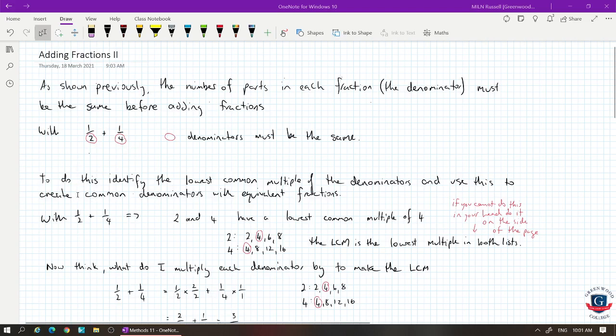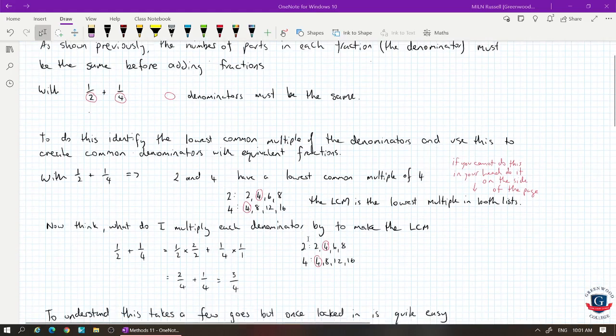Now, to add them, we need to identify the lowest common multiple of the denominators and use this to create common denominators with equivalent fractions, which is what we did, and that's the formal statement of it. So if we had a half and a quarter, the first step would be to find the lowest common multiple. Here I've listed the multiples, 2, 4, 6, 8, and then multiples for 4, 8, 12, 16, and then looked for a common multiple in both lists, and that would be 4.